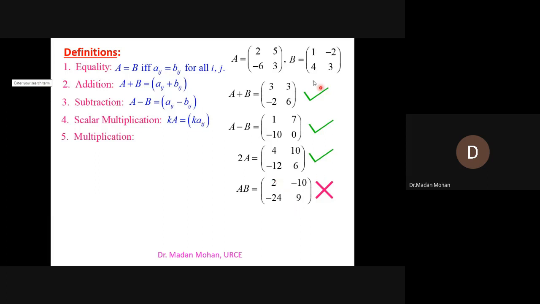Okay. Addition, the same way of addition, subtraction, I did it. Okay. I am going to explain why this is wrong today. Now, whatever we are doing, we should have an application. I am doing A plus B, A minus B, 2A, but AB not like this. Why not like this? I don't have an application initially.